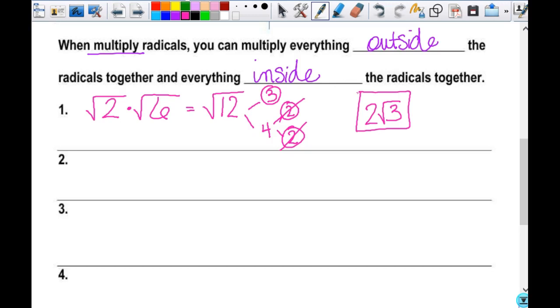All right. Here's another thing that can come up. Square root of 5 times the square root of 5. What does that give you? Square root of 25. And then what's the square root of 25? 5. Is it plus or minus?